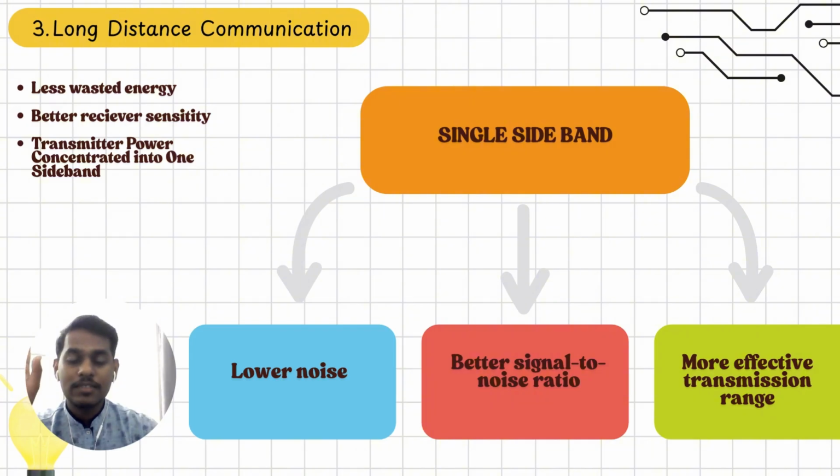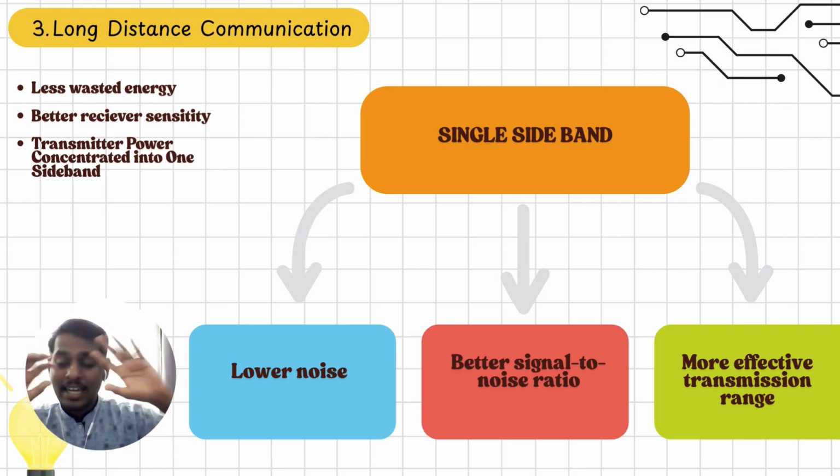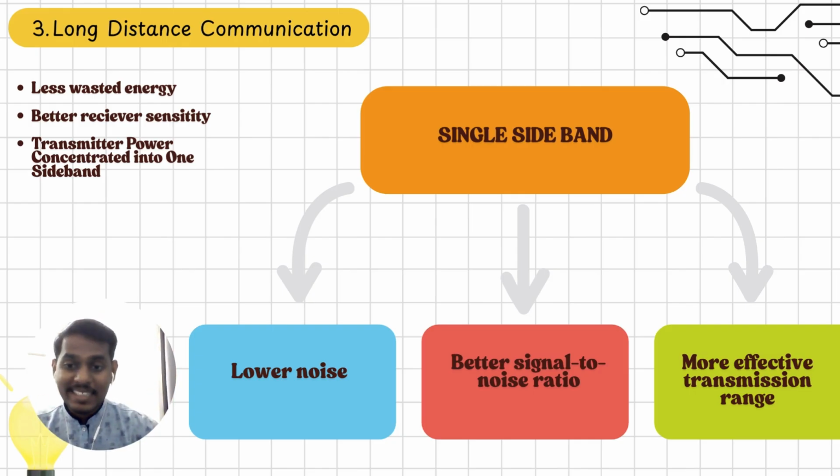All right, so in this we have this one. The first advantage we can see here is lower noise, which means single sideband occupies a smaller bandwidth and the receiver collects less unwanted noise. The second one is better signal to noise ratio. It compares the strength of the useful signal with the background noise. A higher signal to noise ratio means voice quality is very clear and it's also easier for communication.